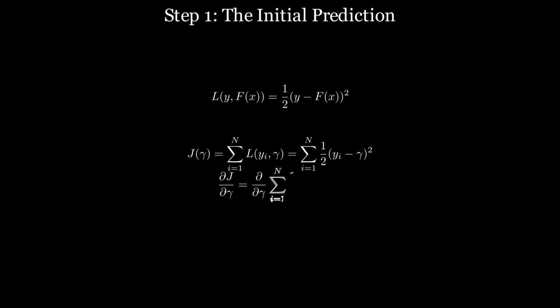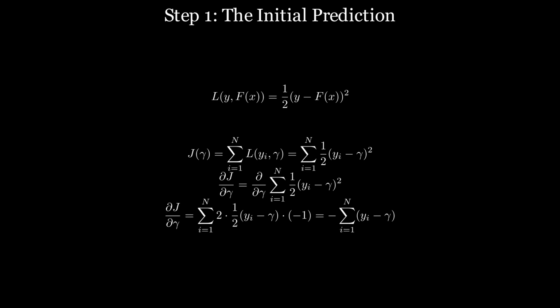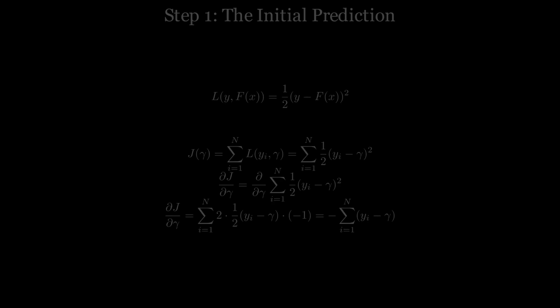To find the minimum, we use calculus. We take the derivative of j with respect to gamma and set it to 0. Using the chain rule, the derivative is the sum of -1 times yi minus gamma. The 2 from the exponent cancels with the 1/2. Now, we set this derivative to 0 to find the minimum.